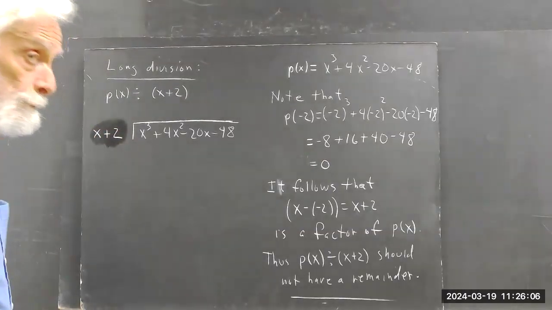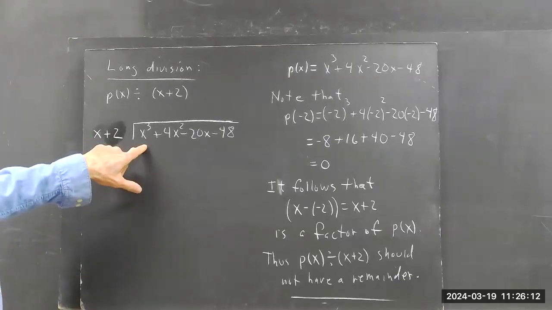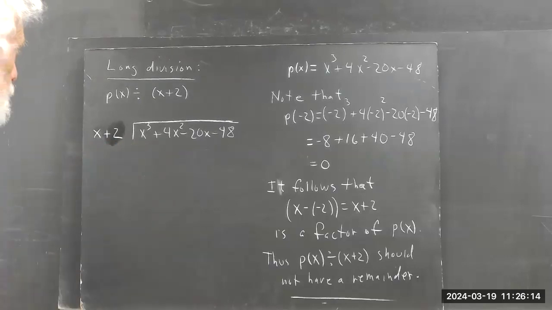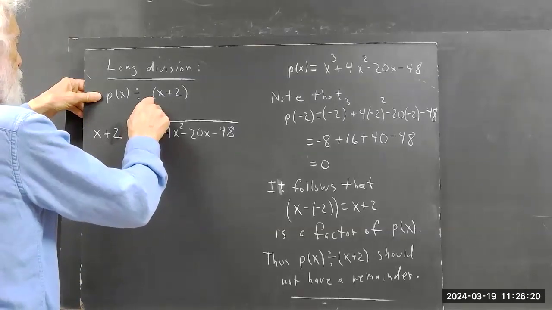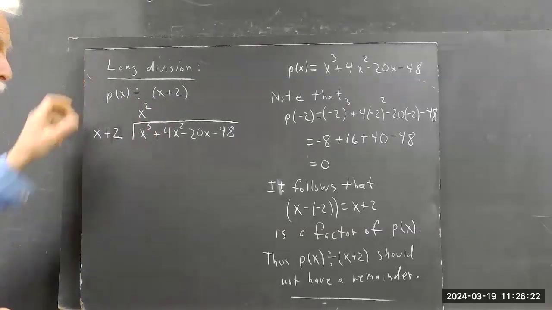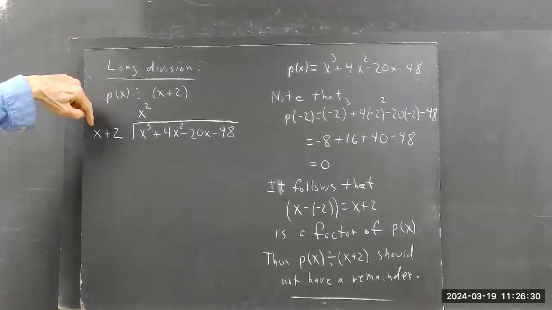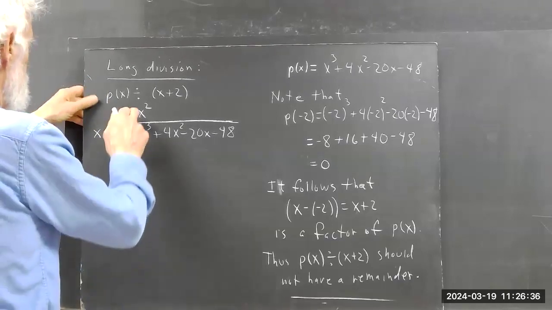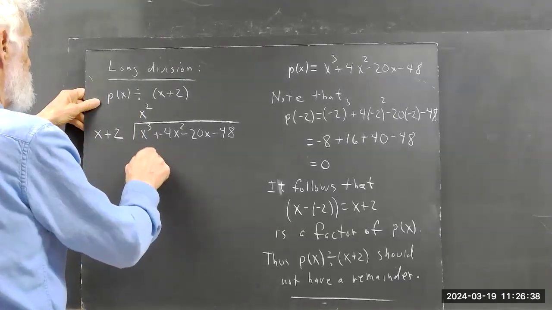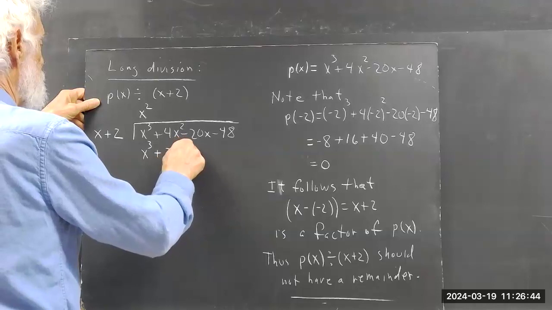So the way we divide this, we divide X into X cubed. How many X's are there in X cubed? Well, this means that you find what you would multiply by X to get X cubed. What would you multiply by X to get X cubed? It would be X squared. So you do X squared, and you multiply that by X plus 2, and you write it down here. X squared multiplied by X plus 2 gives you X cubed plus 2X squared.